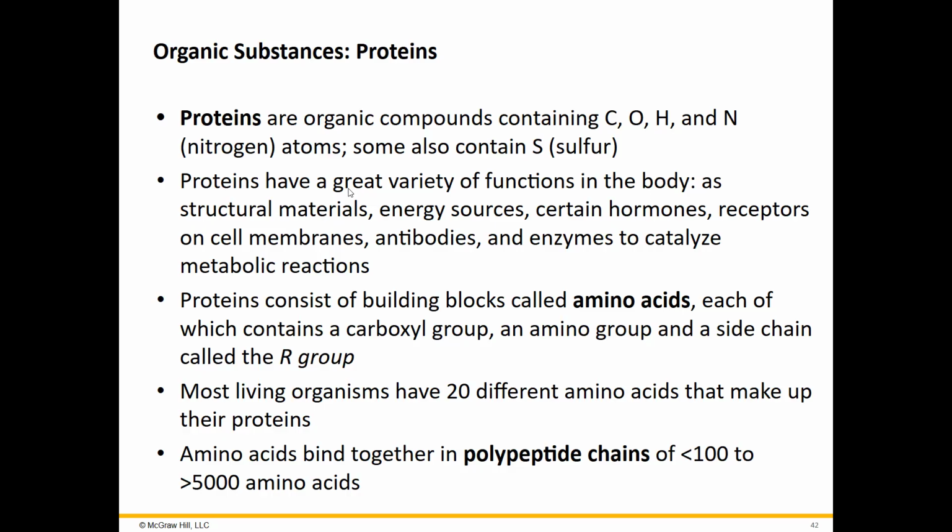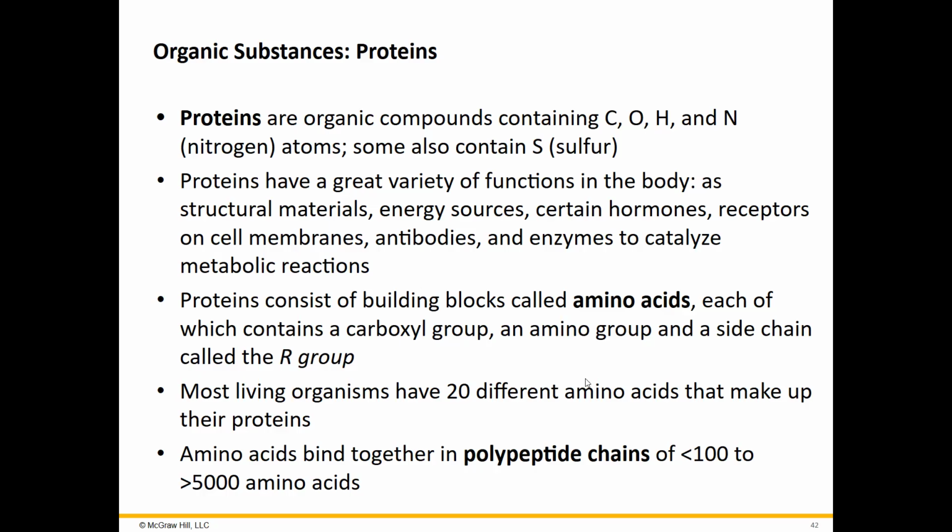A variety of functions in the body. They are your structural materials. They are your building blocks for muscle. They help with energy and hormones, blah, blah, blah. I want you to know they're the building blocks of muscle and bone, okay? They play a role in immunity, muscle, bone. That's what I want you to know about proteins.